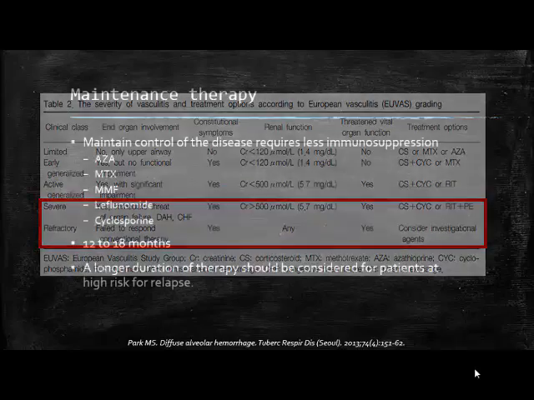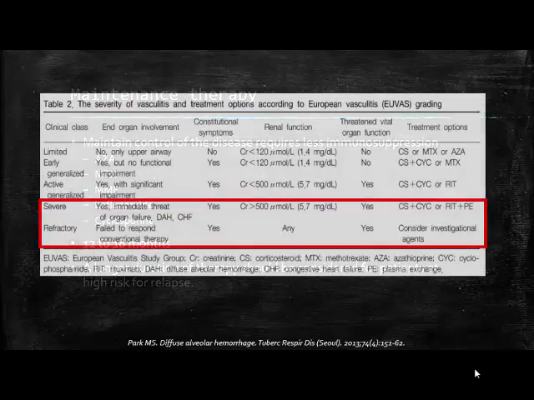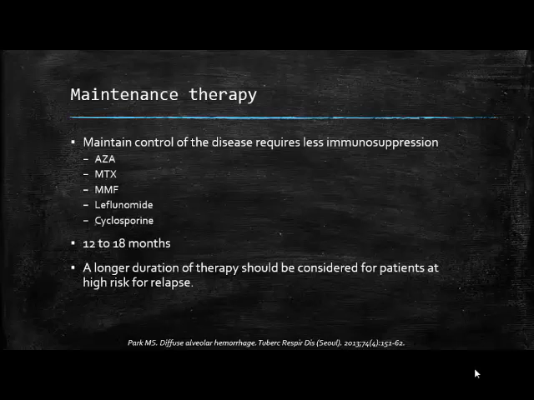I lost my hand. So the second phase in treatment is maintenance therapy. So you need to maintain control of the disease. Here you usually use less immunosuppression. Again, azathioprine, methotrexate, CellCept, leflunomide, and cyclosporin. And immunosuppression could go up to 18 months, even longer, if the patient is at high risk for relapse.